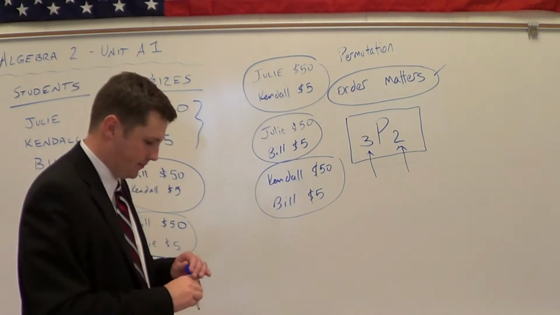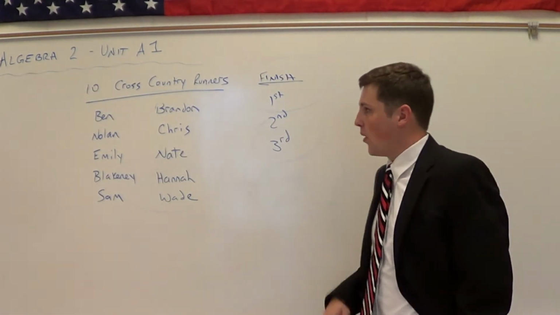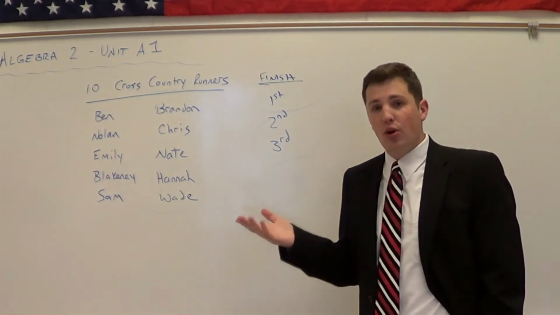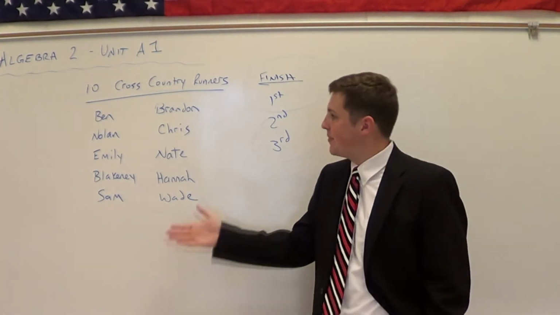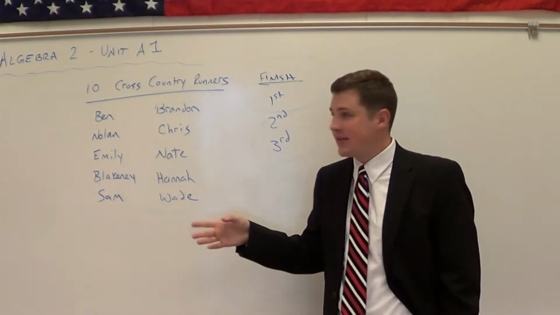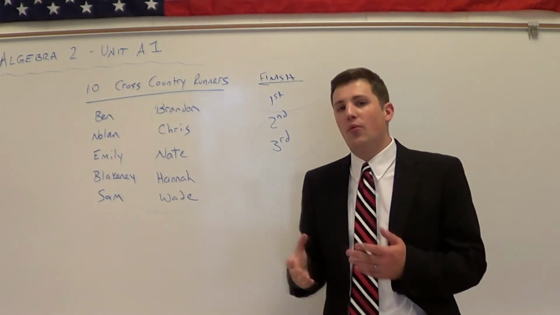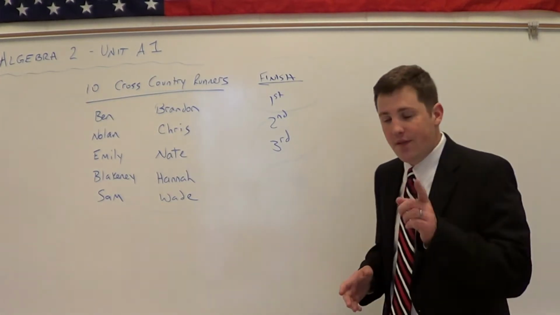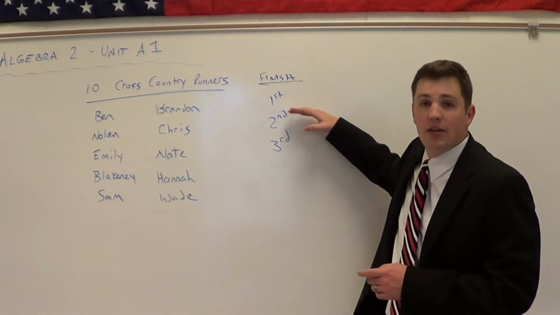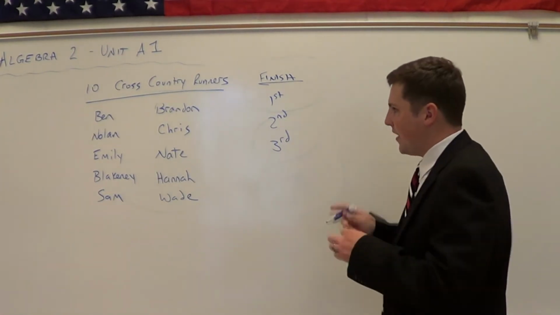Let's see another one. So here we are with the next example, example 2 out of 4. In this example, we're curious about some cross-country runners. We've got 10 cross-country runners on our team: Ben, Nolan, Emily, Blakeney, Sam, Brandon, Chris, Nate, Hannah, and Wade. They're all running a cross-country race, and I'm curious, how many different ways could they finish first, second, or third? Well, let's go back and see if we could start figuring this out.